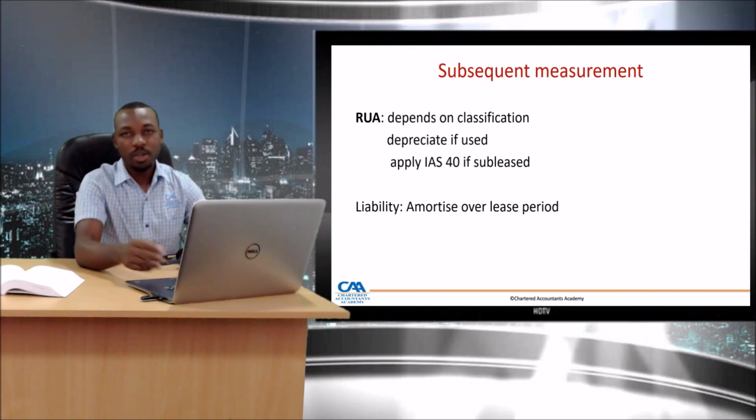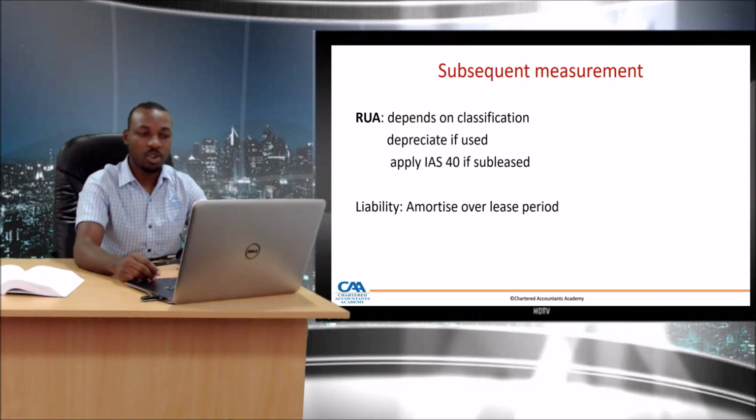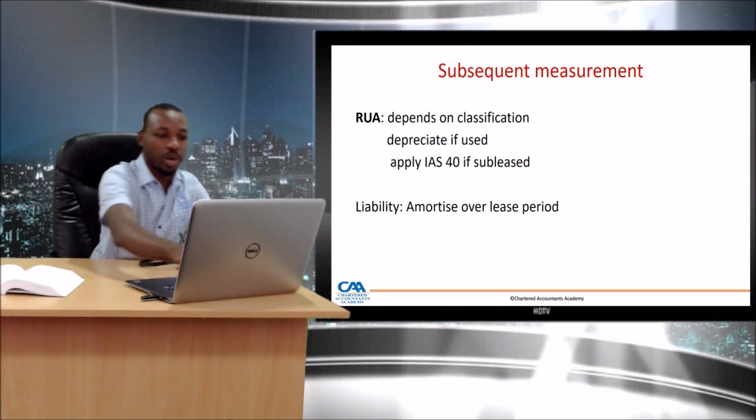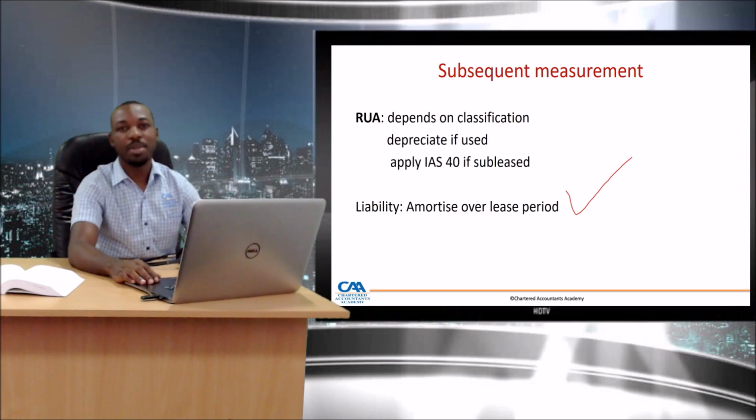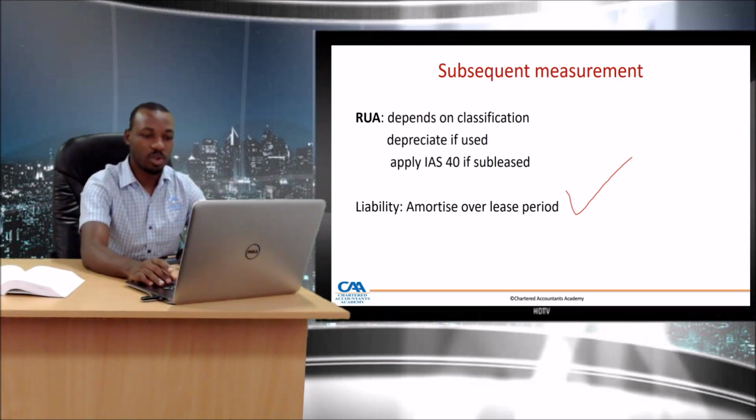So from day one, you've debited your right of use asset, you've credited your lease liability, you've debited any VAT components if necessary. Okay. Then let's talk about subsequent measurement. Subsequently, obviously, you're going to amortize your lease liability, and then your right of use asset as well needs to be amortized.